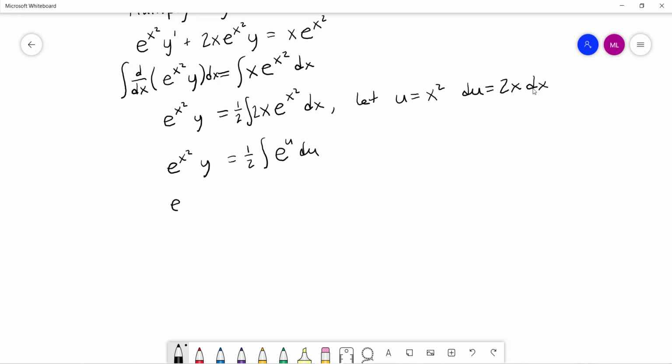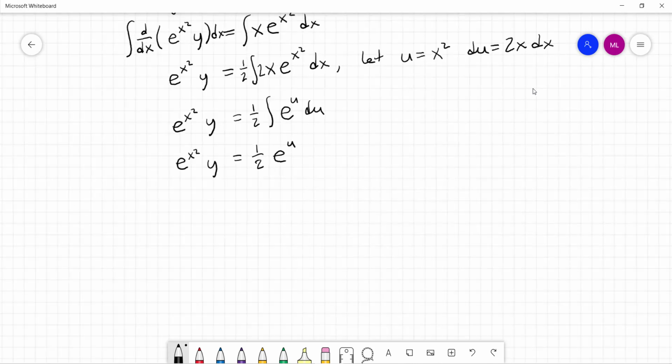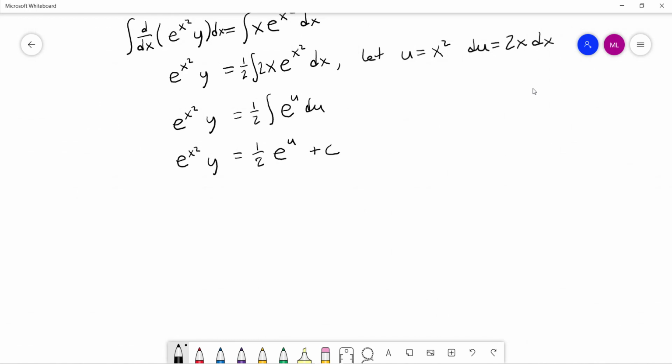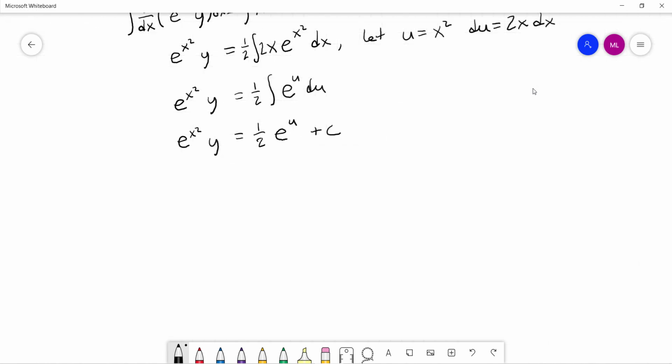And that will be equivalent to, again, e to the x squared y is equal to 1/2. What's the integral of e to the u? E to the u, plus some constant, and then we'll just go back and plug in for the u. So we've got e to the x squared times y equals 1/2 e to the u, but our u was x squared, so e to the x squared plus c. There we go.